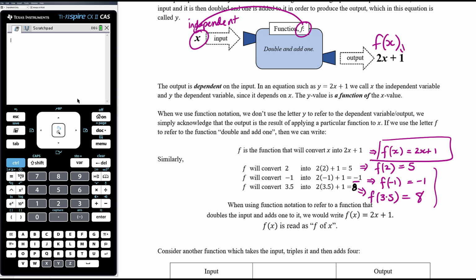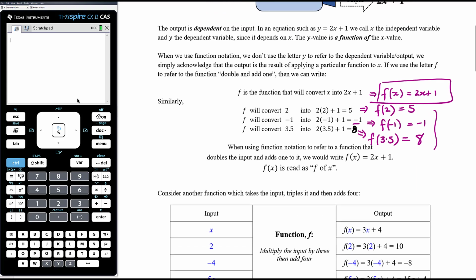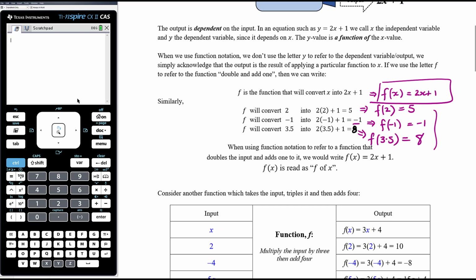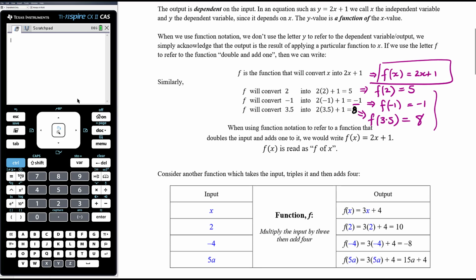When using function notation to refer to a function that doubles the input and adds 1 to it, as I said, we would write f of x is equal to 2x plus 1. Applying function f to the input value x gives 2 times x plus 1. And as I said, we read this as f of x. We would read this as f of 2, f of 3, f of 7, f of negative 1, whatever it might be. Let's consider a different function.